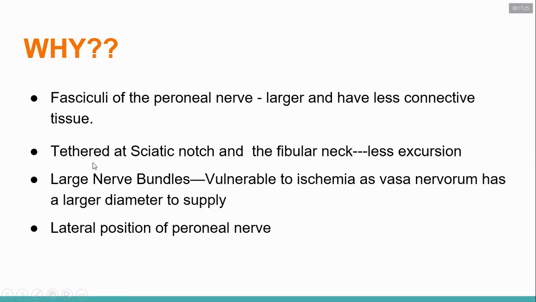Another is they are tethered at the sciatic notch and the fibular neck. So there is less excursion for them to occur. This is another cause of why the peroneal nerve is injured commonly. And another is the lateral position of the peroneal nerve. Compared to the tibial part, the peroneal part lies more laterally and is more prone to compression and injury.